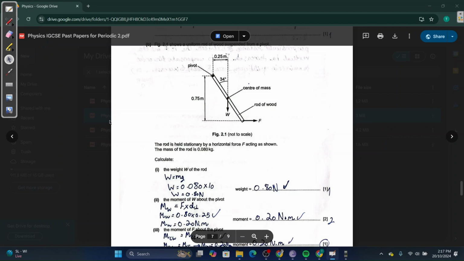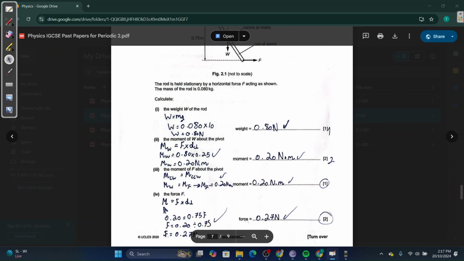Now, the moment of F about the pivot. Again, the clockwise moment is equal to the counterclockwise moment. So you know that the moment of W was clockwise. Now for the force, if you apply the right hand rule on the force F, you're going to see that it's counterclockwise. So these two are equal to each other. So the moment is 0.20 newton meters. And you get the point.